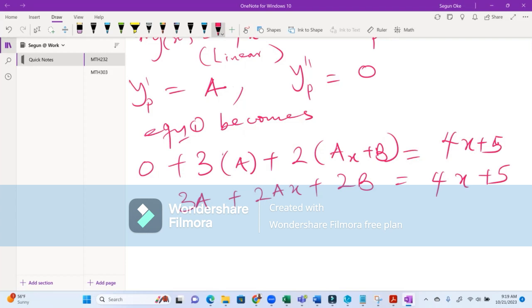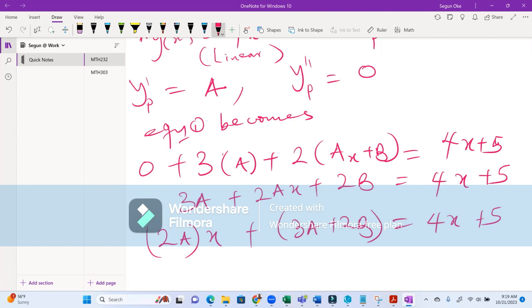So let's say we have 2ax, right? Plus 3a plus 2b equals to 4x plus 5. Do we agree? So this has a variable. This is a variable. This is what? A constant. So you see, this is also a variable. This is what? A constant.